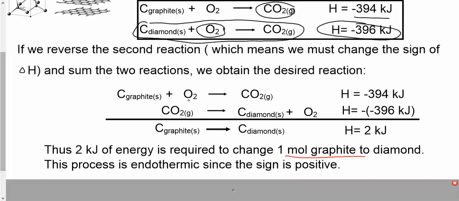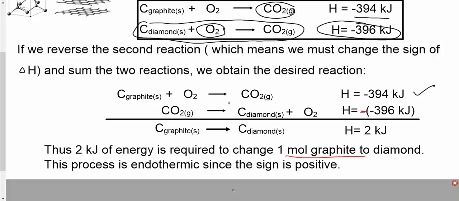The first reaction I've left as is. The second reaction, I just flipped it. Put diamonds and O2 on the right and CO2 on the left. Since I did that, I had to change the sign. Anytime you turn a reaction around, you have to change the sign for the H.